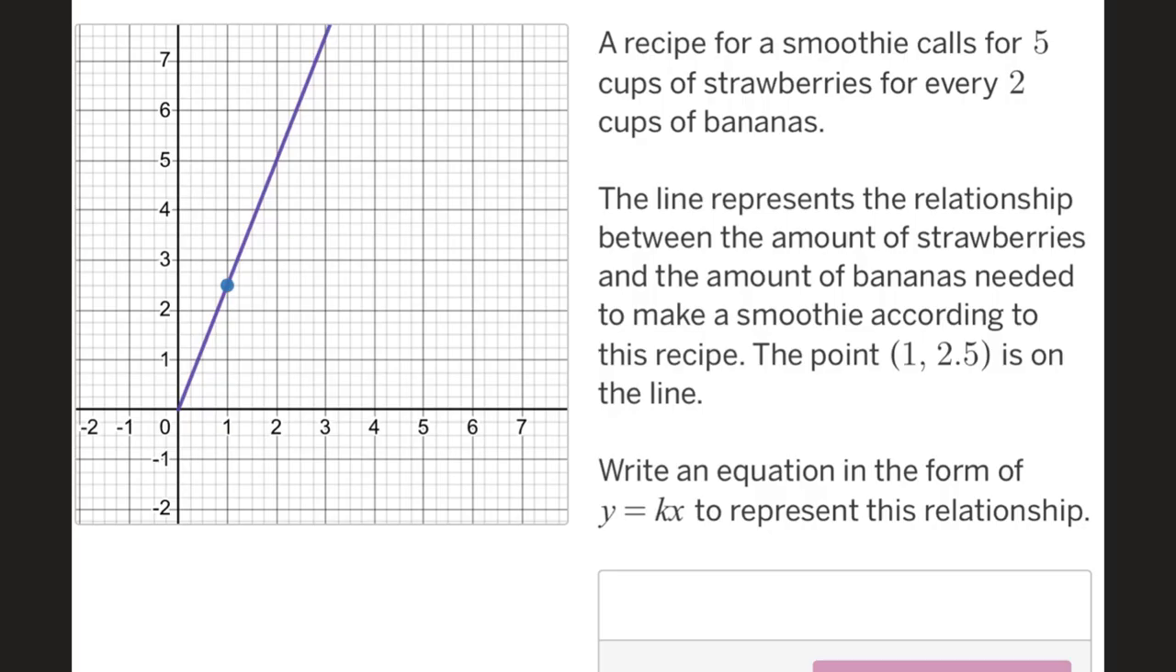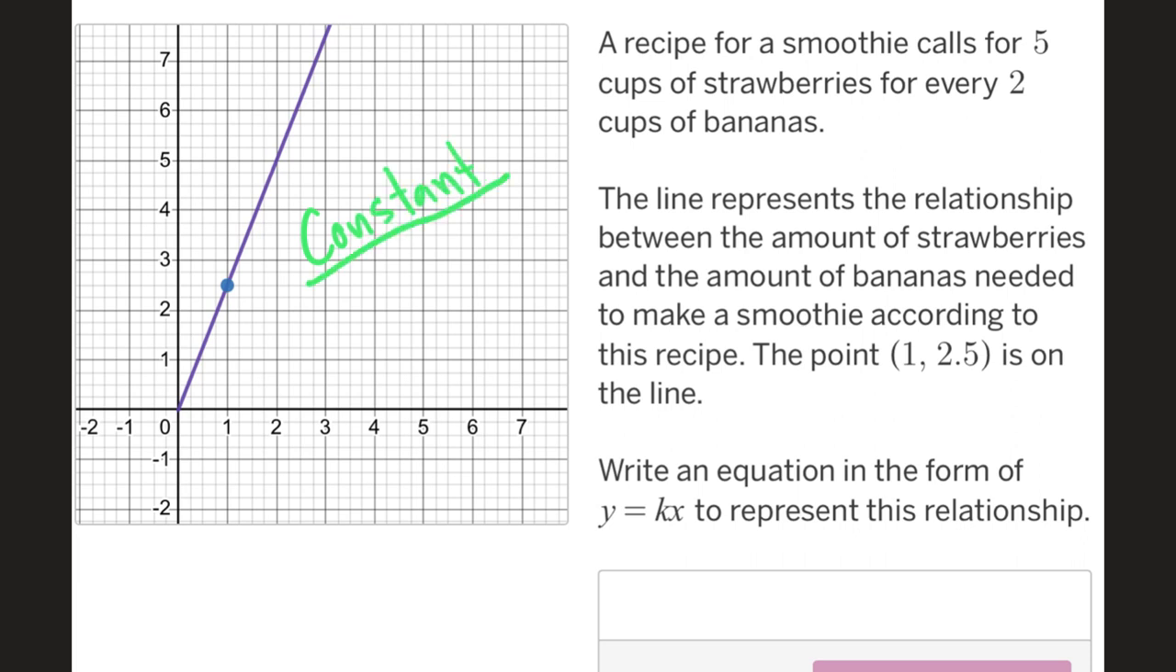So continuing on with our problem, a recipe for a smoothie that has 5 cups of strawberries for every 2 bananas, the line represents the relationship between the amount of strawberries and the amount of bananas. We have this point, 1, 2.5. We're going to write an equation, but there's one thing we have to do before we actually write the equation. We have to find our constant. And this is going to be very important.